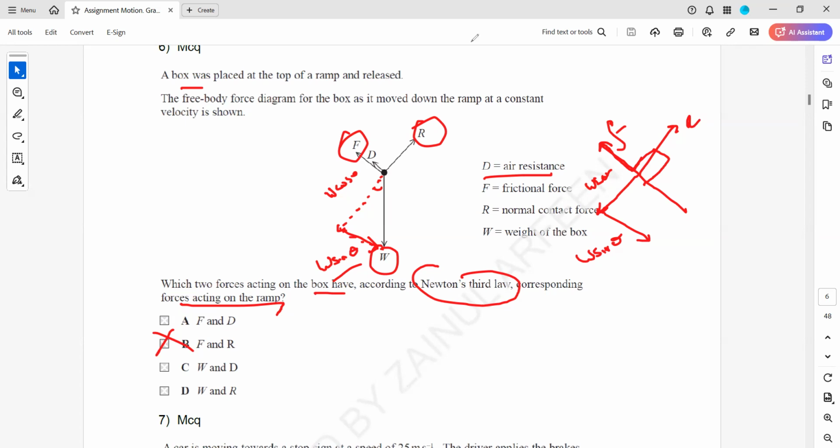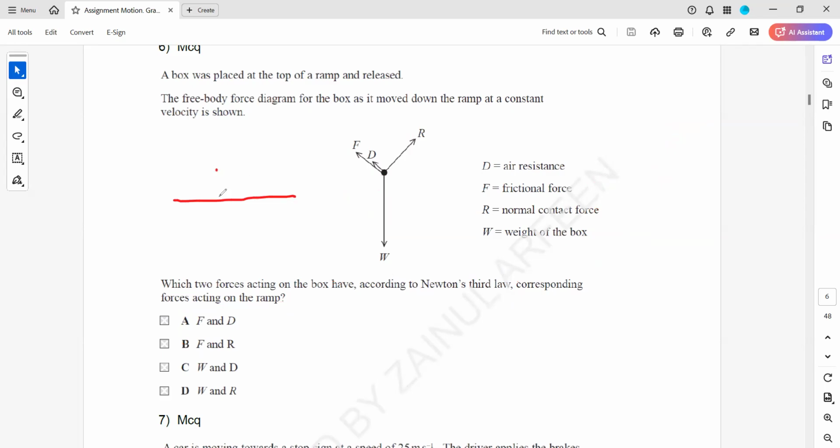How F and R, see, let's take an example. An object was there on the ground. What are the pair forces? First, the weight. There will be a downward force because of the weight. As a result, there will be an upward force from the surface. Now, it is on the inclined surface. So when it is on the inclined surface, the weight is acting downward.